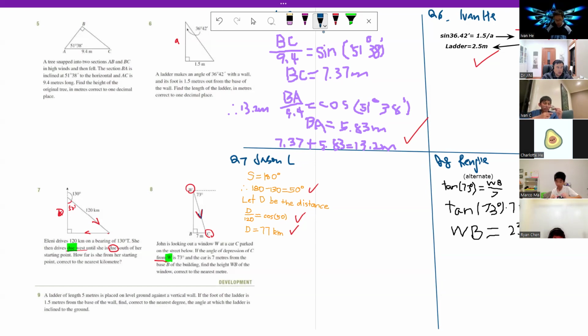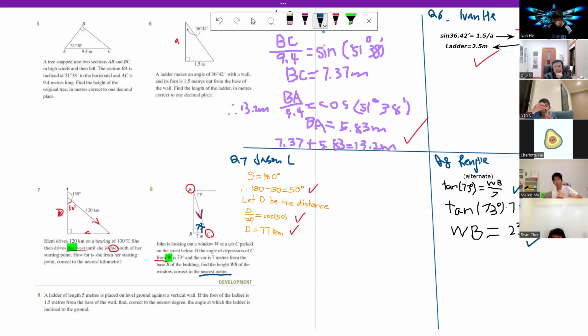So the car is 7 meters from that. To find the height of W, the building, the WB of the window, correct to the nearest meter. Again, you can see this is 73. That's called an alternate angle, so this is also 73. Tan 73 is WB over 7. So WB is tan 73 times 7, which eventually is 23.